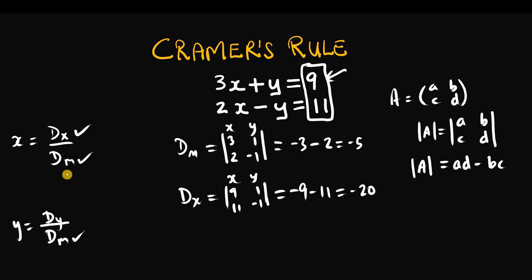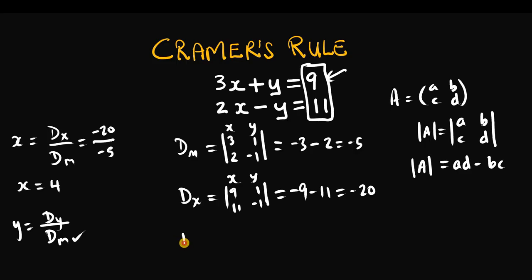So now we can simply enter those values. That is going to be -20 that we just found, divided by the main determinant, which is -5. And so x is equal to +4.